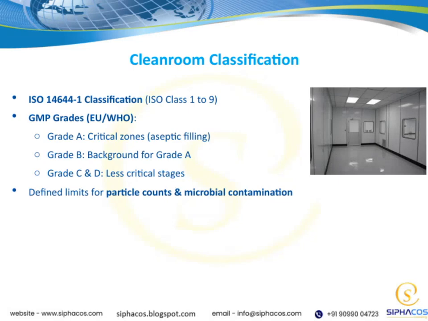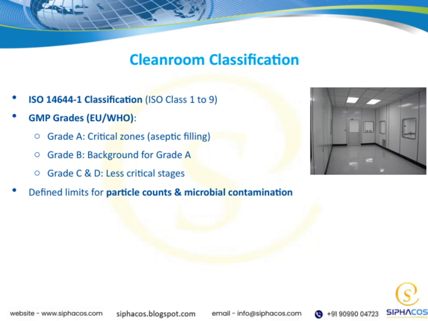Let's take a closer look at cleanroom classification. First, we have the ISO 14644-1 standards, which categorize cleanrooms from Class 1 to Class 9 based on particle counts. These classifications help ensure that the environment meets specific cleanliness levels, depending on the application. For ultra-clean environments, like those in semiconductor manufacturing, ISO Class 1 is used, while less critical environments might be ISO Class 9.